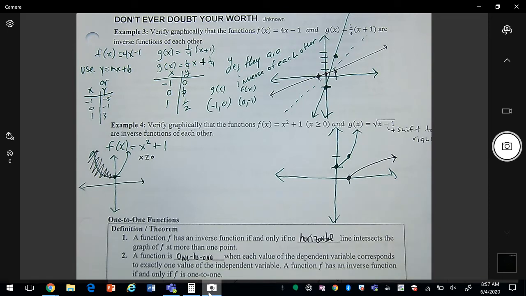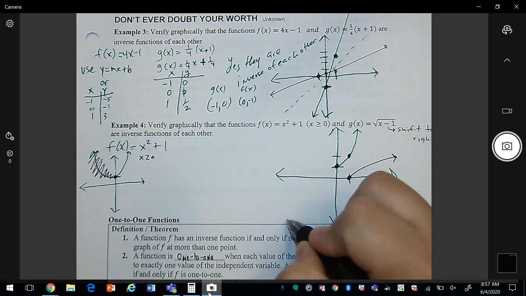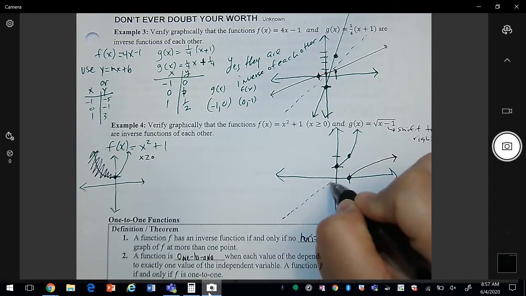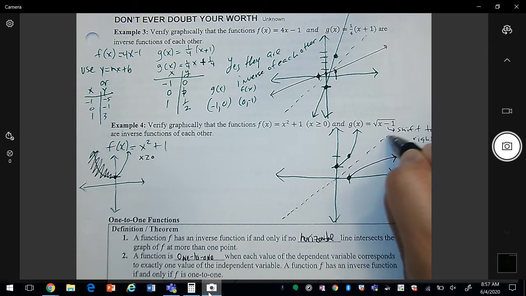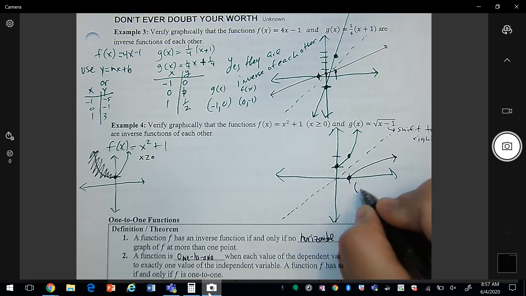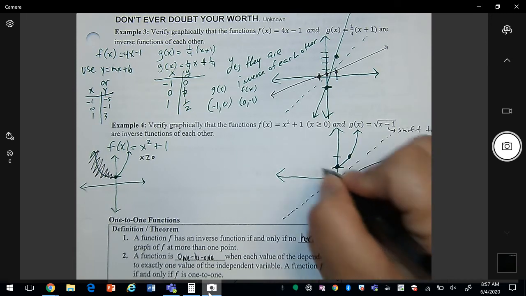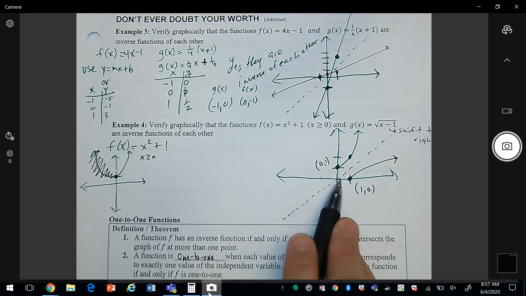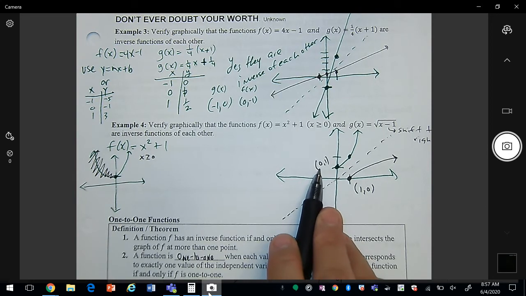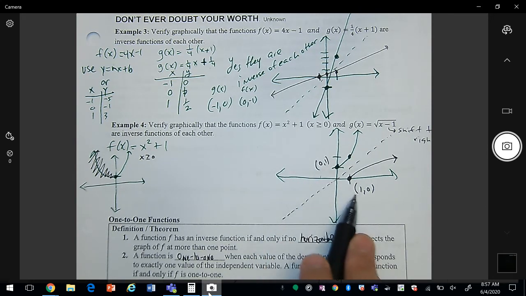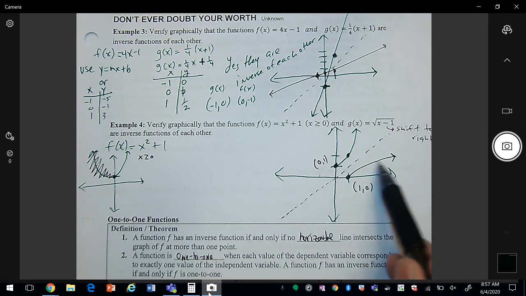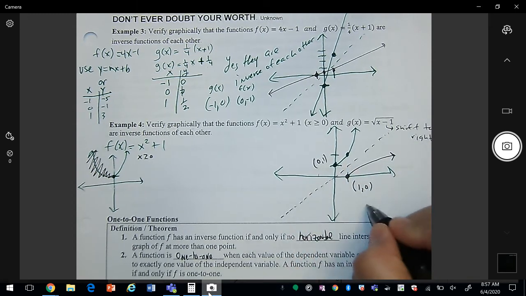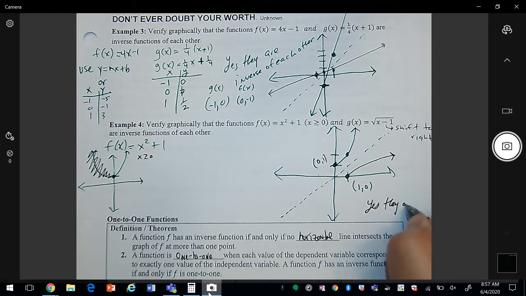Okay, so we want to know, are these inverses of each other? So remember, there's this y equals x dotted line, and this point here is 1, 0, and this point here is 0, 1. So we can see that the values are switched, x and y, 0, 1, and 1, 0. This has reflection on this line, so this is yes, they are inverses.